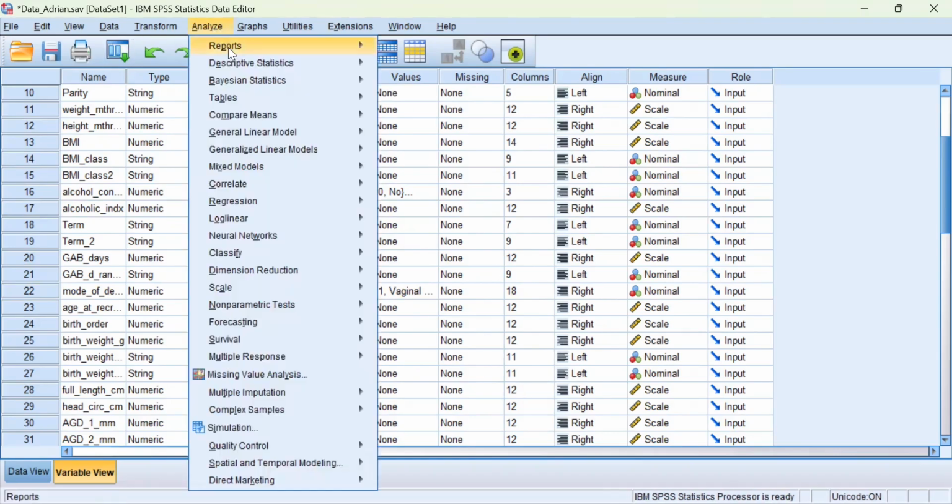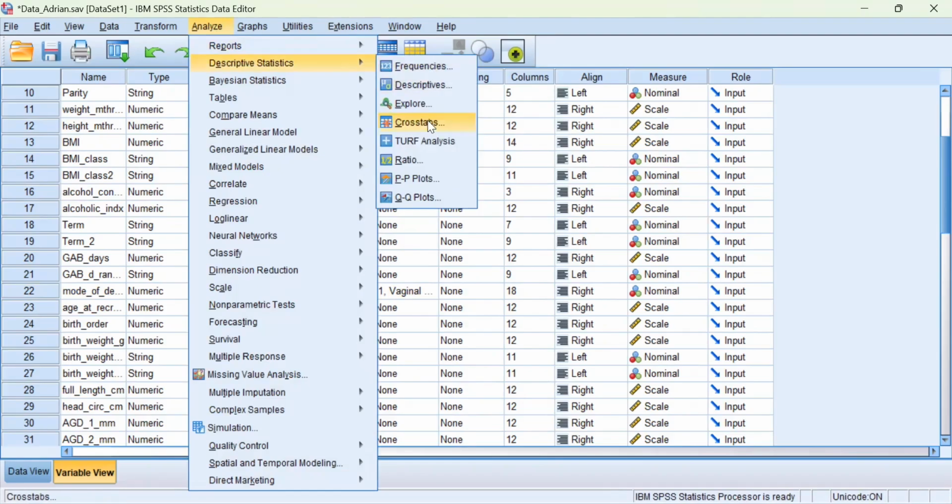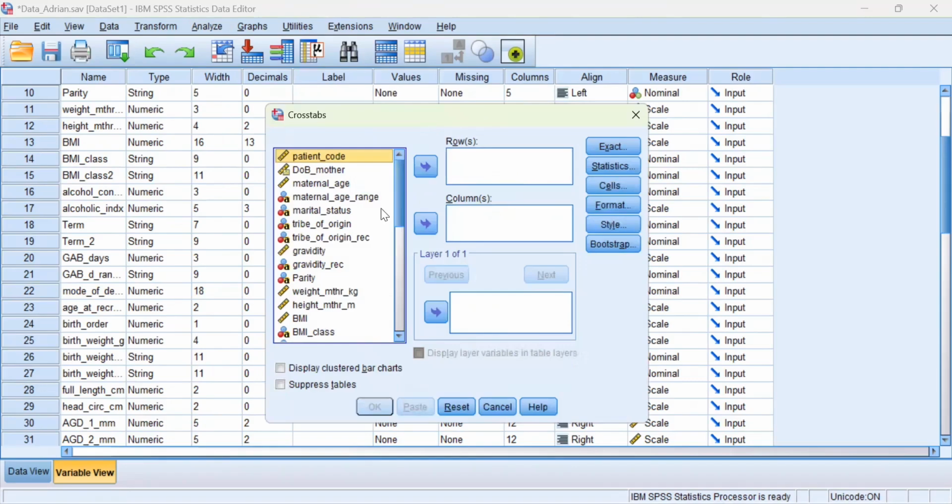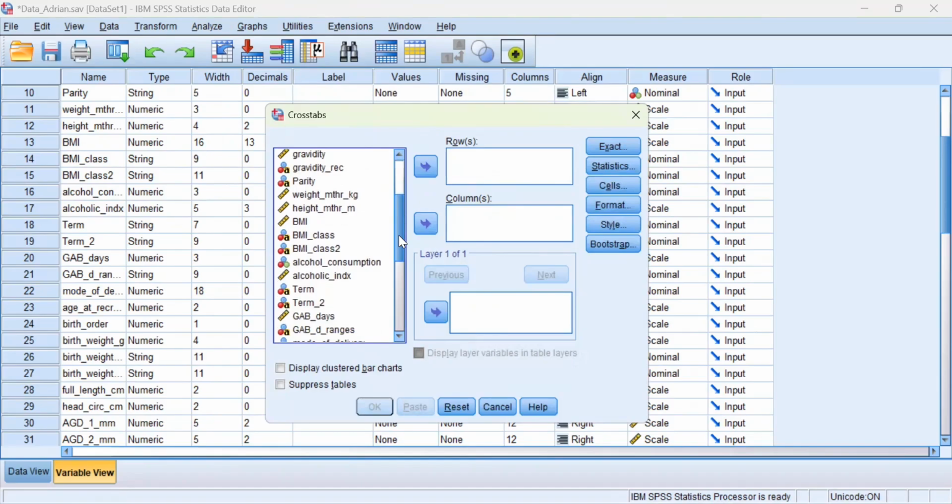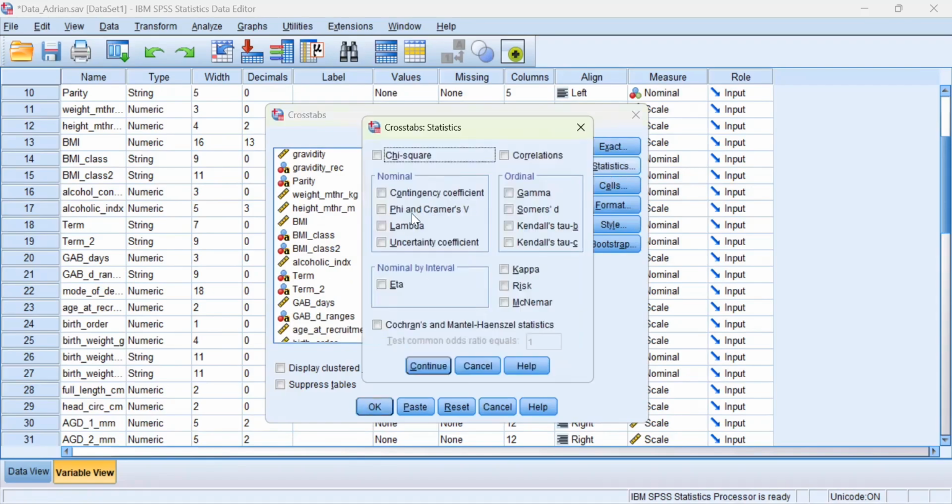So it's Analyze, Descriptive Statistics, and then Crosstabs. In this case, I'm going to do cross tabulation. You can choose any one to send to the rows and the columns, but I always try to visualize how I will prepare my result in Microsoft Word. So I would like to put alcohol, yes or no, as the columns. So I'll take this one and put it as columns. And then I will take mode of delivery and put it as my rows. And then I'll come to Statistics and I'll choose chi-square.